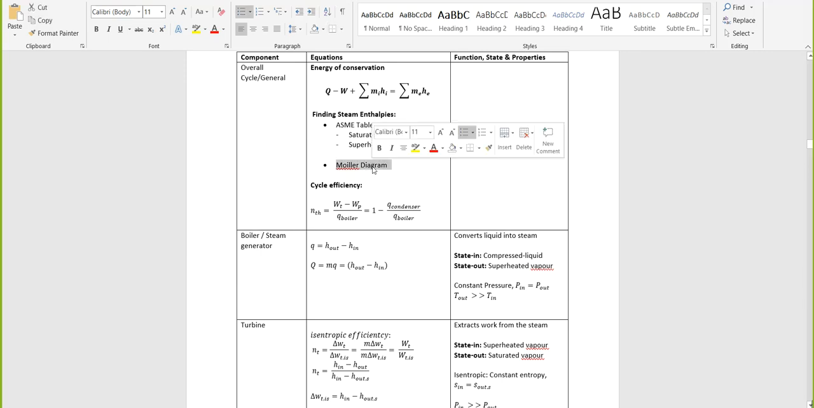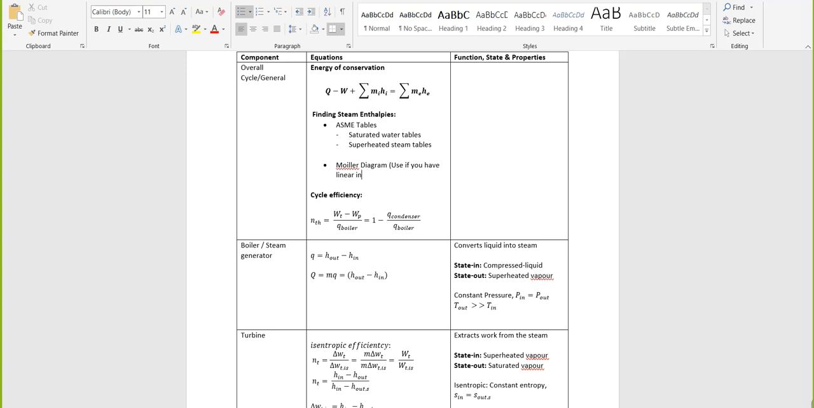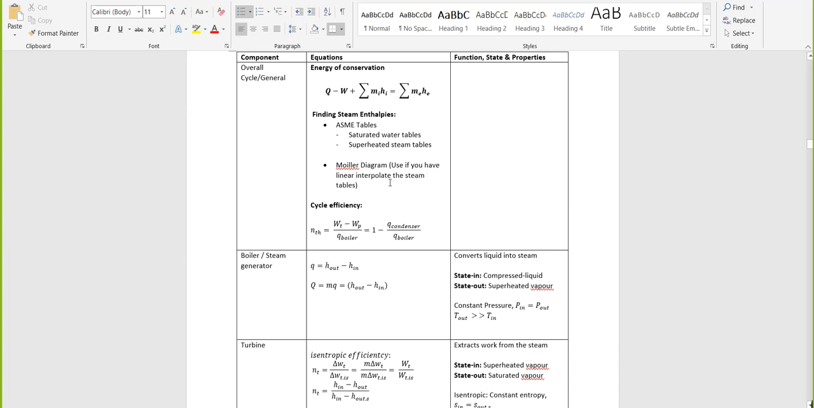And a Mollier diagram, it's the best thing. I highly recommend you use this first. Or actually, wait. So what you do is you can use the Mollier diagram if you have to linear interpolate the steam tables. So basically, with steam tables, the linear interpolation can be quite cumbersome. So instead of just doing that and having to linear interpolate, you can just use the Mollier diagram, and it's much quicker. Yeah, much quicker, right?